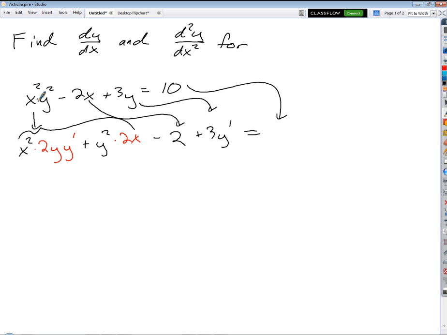All right, so all this stuff right here came from the derivative of the first term. The derivative of minus 2x is just minus 2, right? Okay. Then we get our plus 3y prime. Derivative of 10 is 0. Okay.